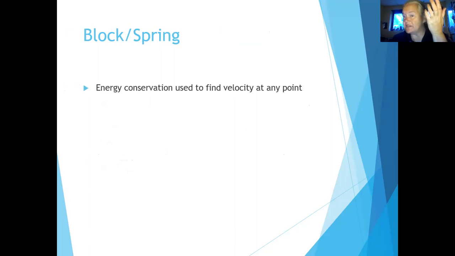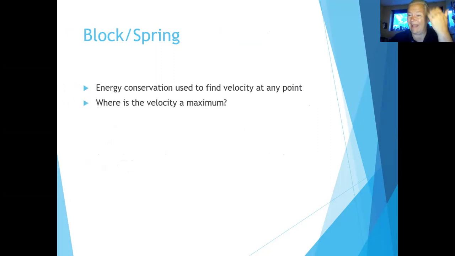So what I can do, just like when I had the ball falling, I can use energy conservation to find the velocity at any point. I really should say speed. It's not really the velocity. I should say speed here, because the speed if I'm 2 centimeters on the left side of equilibrium and 2 centimeters on the right side of equilibrium, it doesn't matter. It's going to be the same speed. Okay, so I really should say speed there, but I can use energy conservation to find the speed.